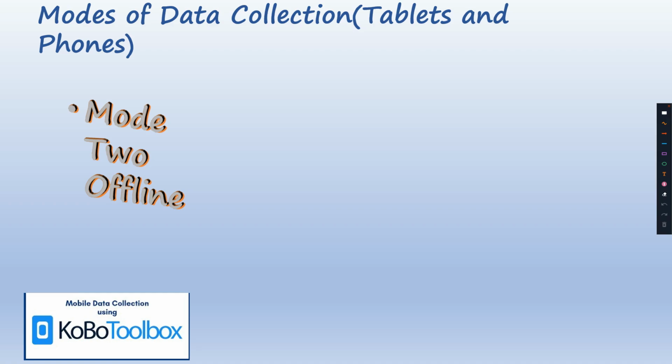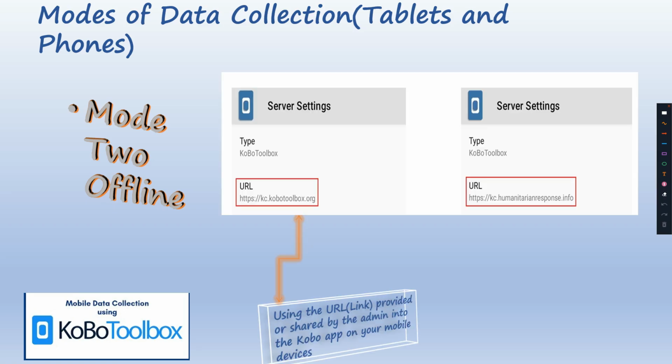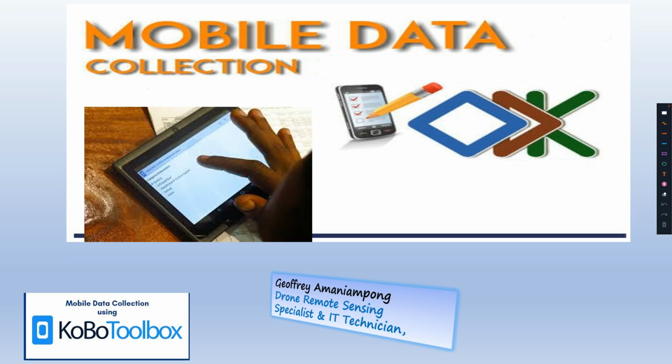But with the offline, you only need the internet when you're done collecting the data and you want to send it to the Kobo server. This offline capability, all right, is one of KoboToolbox's strongest advantages for field operators in remote areas. To get the form using the offline mode or the Kobo app, you will need a link from the admin to access the forms.